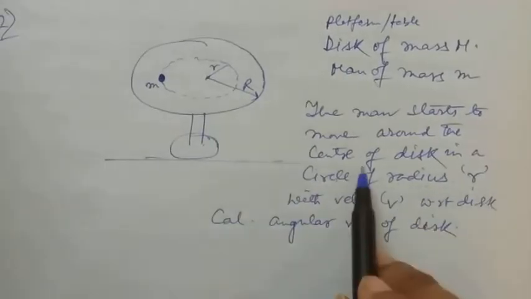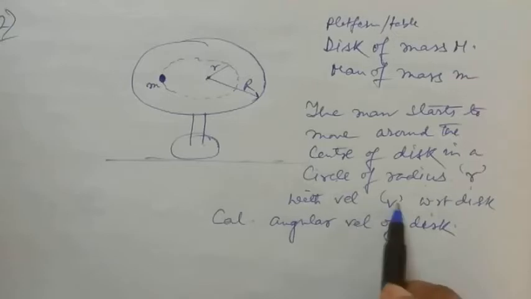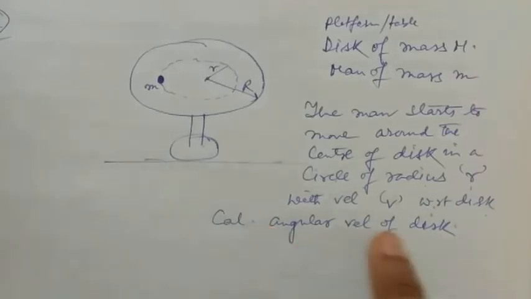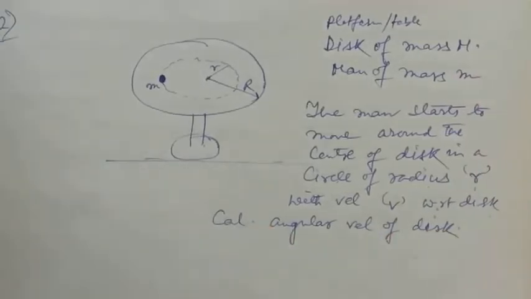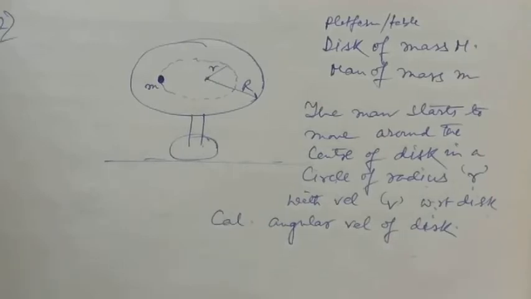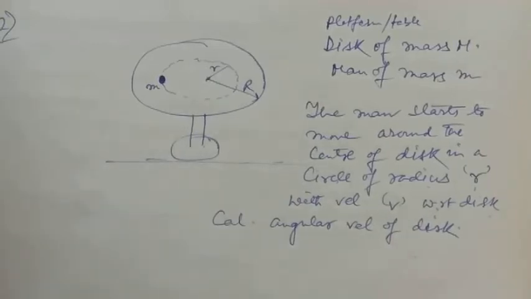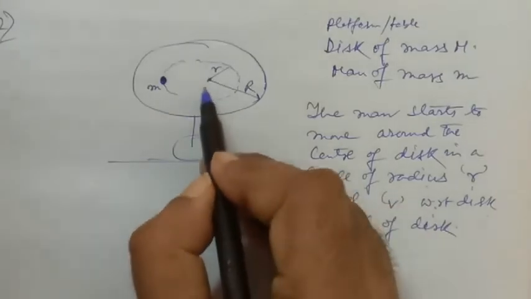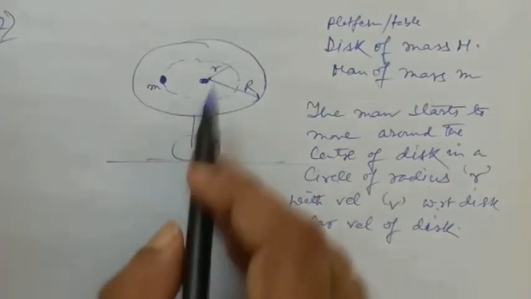The man moves in a circle of radius r with velocity v with respect to the disc. Calculate the angular velocity of the disc. Now this is a very important problem relating to the conservation of angular momentum. Now how to do this problem? First we try to understand whether there is any torque acting on the body during rotation. Here we find that there is no torque acting about the axis of rotation of the disc. This is the axis of rotation. There is no torque here.